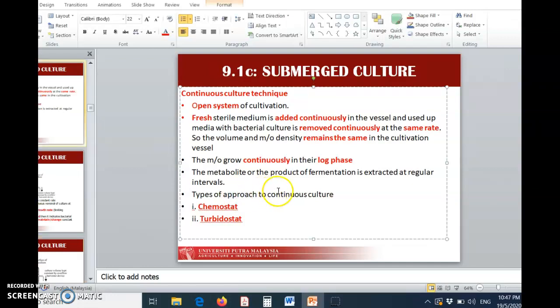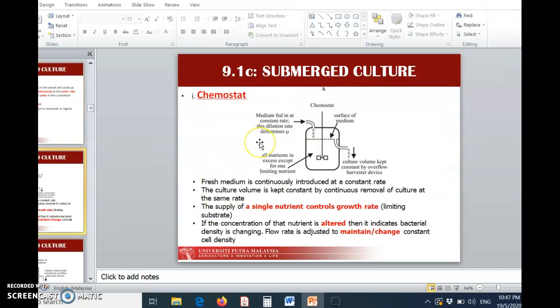Types of approach of continuous culture, there are two types. The first one is chemostat and the second one is turbidostat. We will take a look at these two types of continuous fermentation. The first one is chemostat. As you can see here, the medium is fed at constant rate. Okay, fresh medium is continuously introduced at constant rate. The culture volume is kept constant by continuous removal of culture. Okay, continuous removal of culture at the same rate.